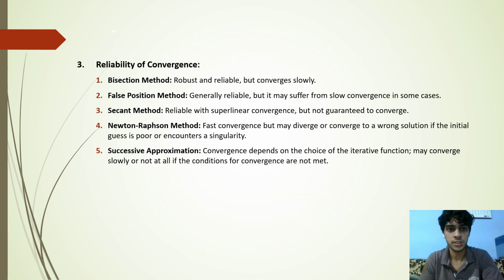Reliability of convergence. Bisection method: robust and reliable but converges slowly. Regula falsi method: generally reliable but it may suffer from slow convergence in some cases. Secant method: reliable with superlinear convergence but not guaranteed to converge. Newton-Raphson method: fast convergence but may diverge or converge to a wrong solution if the initial guess is poor or it encounters a singularity. Successive approximation: convergence depends on the choice of the iteration function. It may converge slowly or not at all if the conditions for convergence are not met.